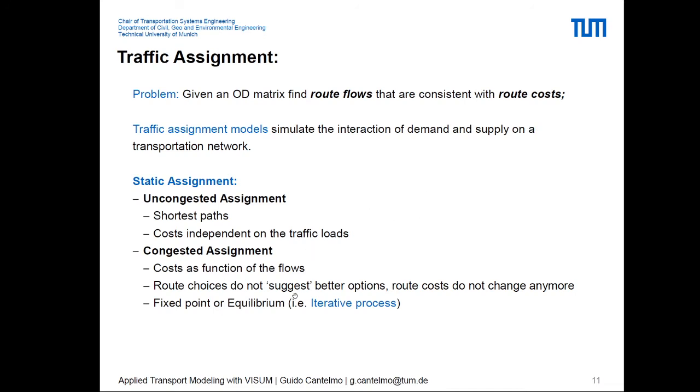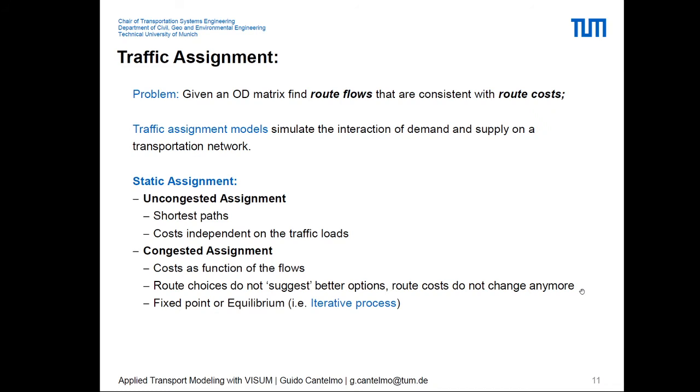So the route choice does not suggest a better option. Route costs do not change anymore. This is what we call equilibrium. You can take equilibrium as a sort of day-to-day learning process. You start today, you choose one path, and you learn that it's very congested. Then tomorrow you may choose a different path.